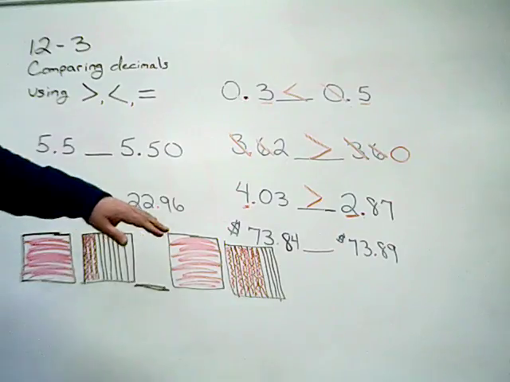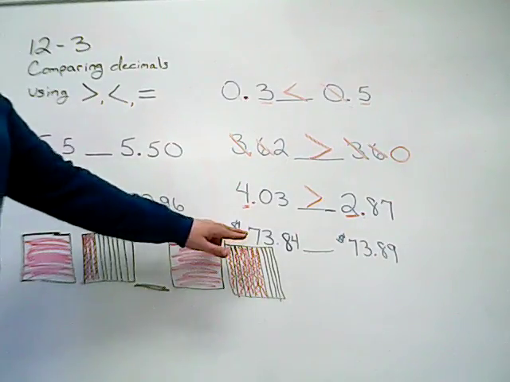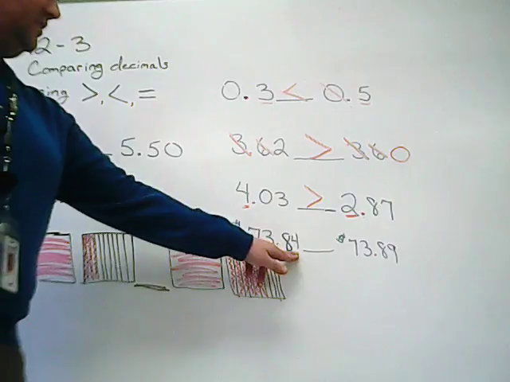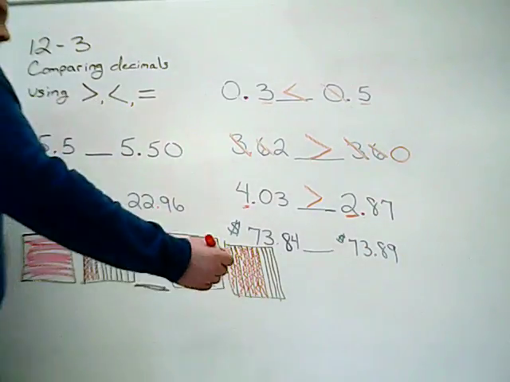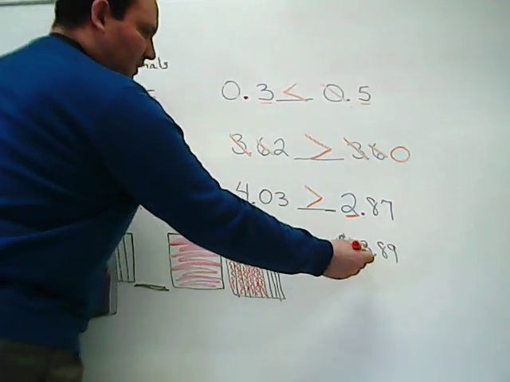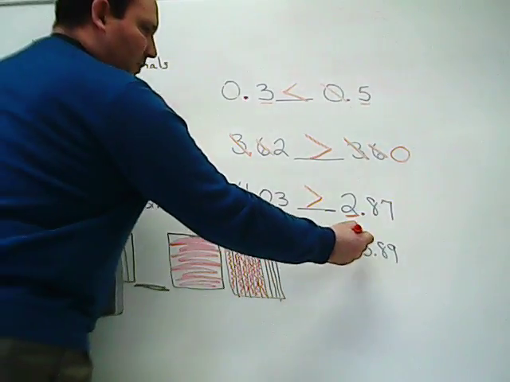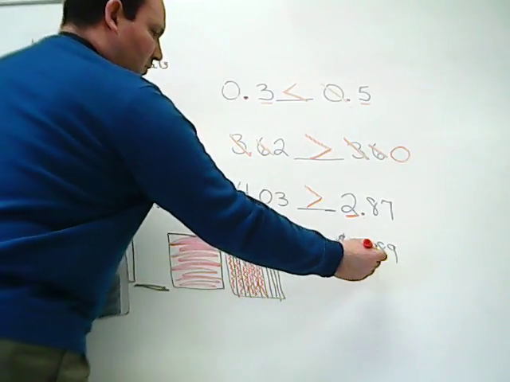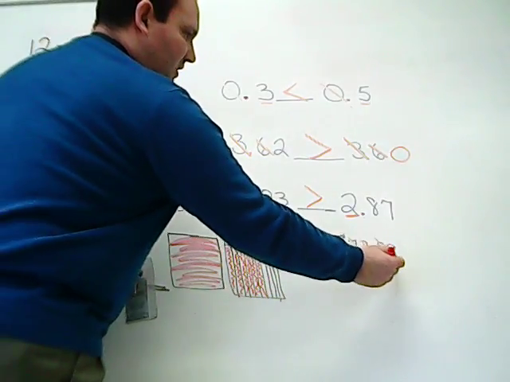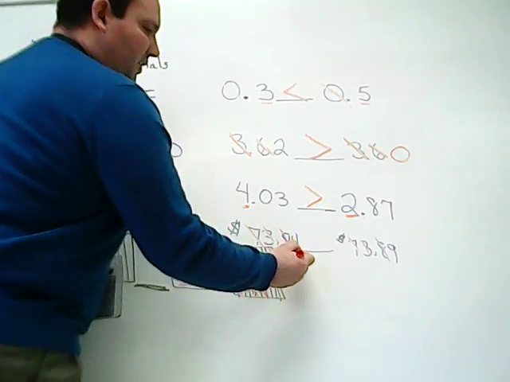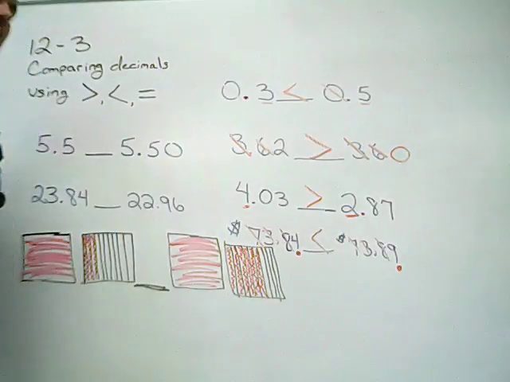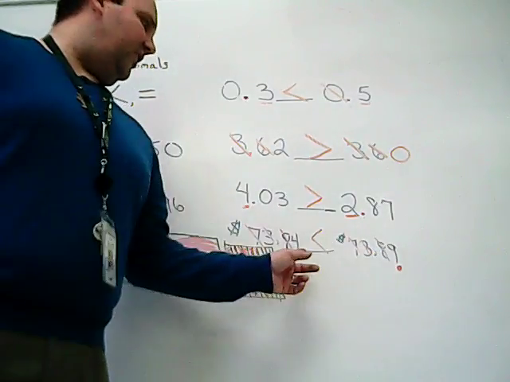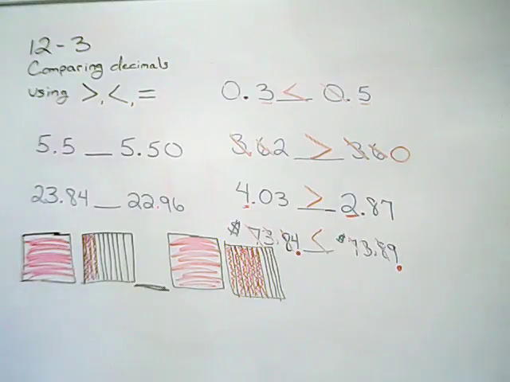Down here, money, read it just like it is. $73.84 is greater than, less than, or equal to $73.89. Well, my tens place has a 7, tens place has a 7. Ones place has a 3, ones place has a 3, decimal point, 8 in my tenths place, 8 in my tenths place. I have a 4 here in my hundredths place and a 9 here. Had to compare all the way down to the hundredths, but I do know that 9 is greater than 4, so $73.89 is the greater number.